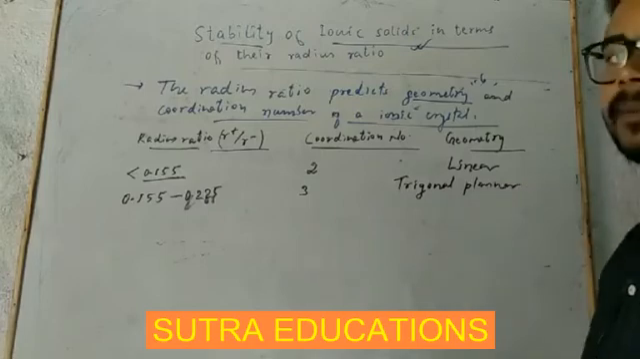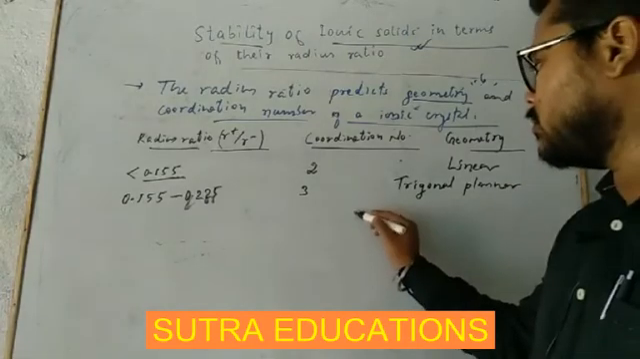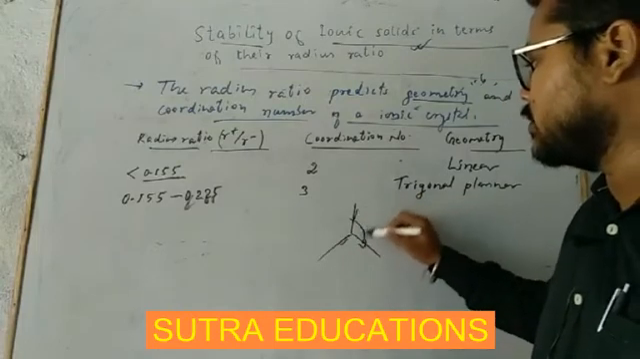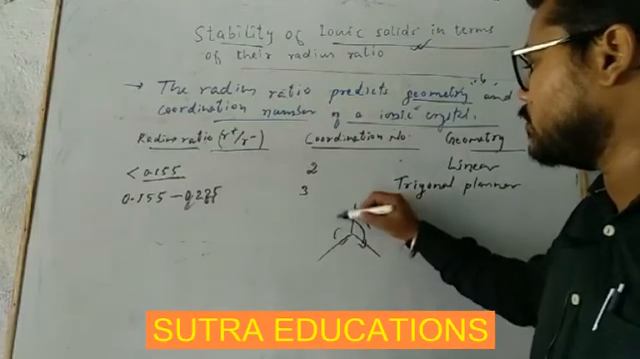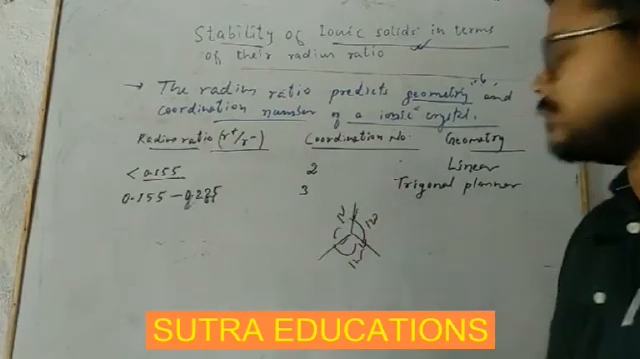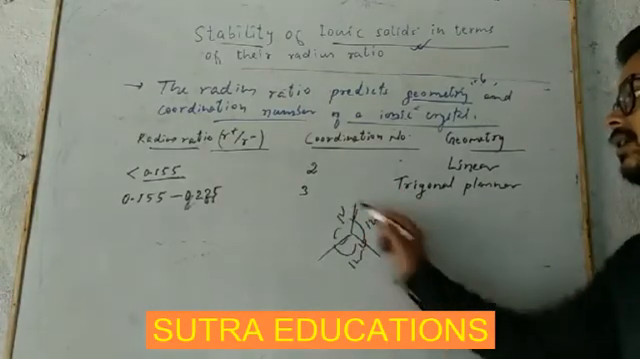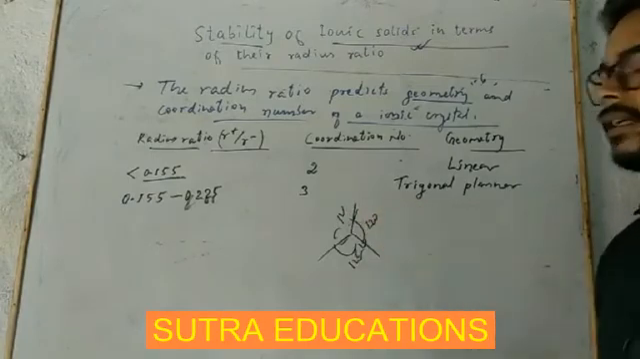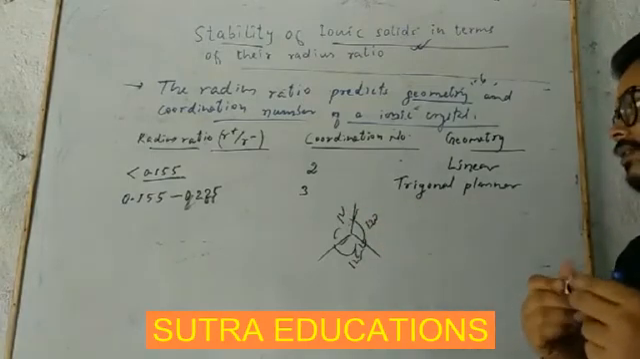What is trigonal planar? It means the angle between them is 120 degrees. In trigonal planar, all are lying on the same plane and a 120 degree angle is in between them.